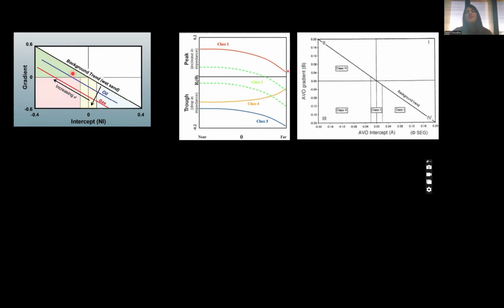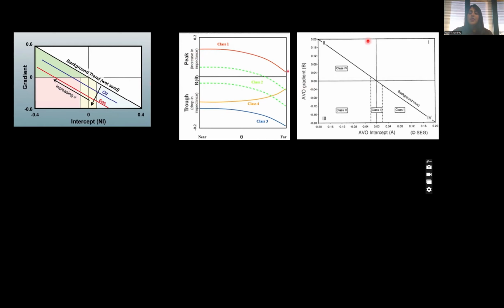AVO can be divided into different classes, class 1, 2, 3, 4, and we divide them on the basis of what kinds of behavior we're getting from amplitude as it goes with offset. Class 1: higher amplitude, higher positive to a weaker positive. Look at class 4: weaker negative to a stronger negative, or a stronger trough. These are the kinds of behaviors you're looking at.